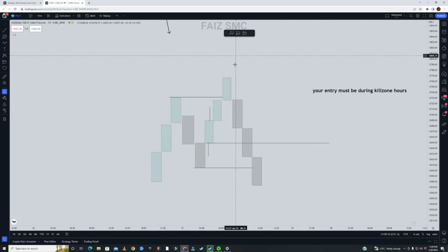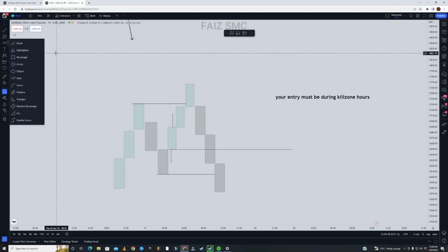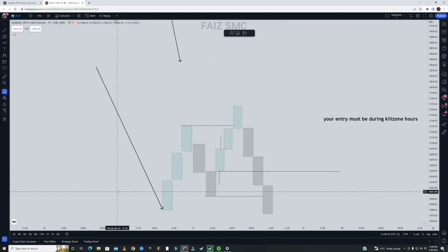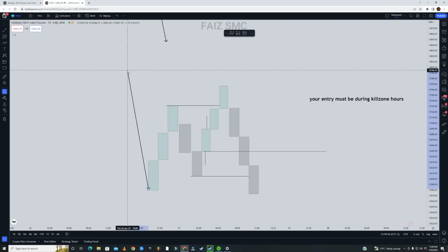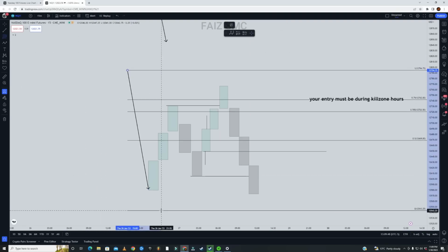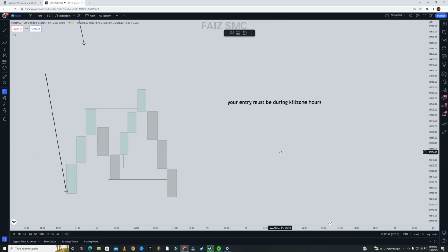And the liquidity sweep happens in a, let's say that you have a push down like this, I would say something like this. You draw out your fib, and the liquidity sweep happens above the 0.5 level, and then you take your entry. I hope that makes sense.